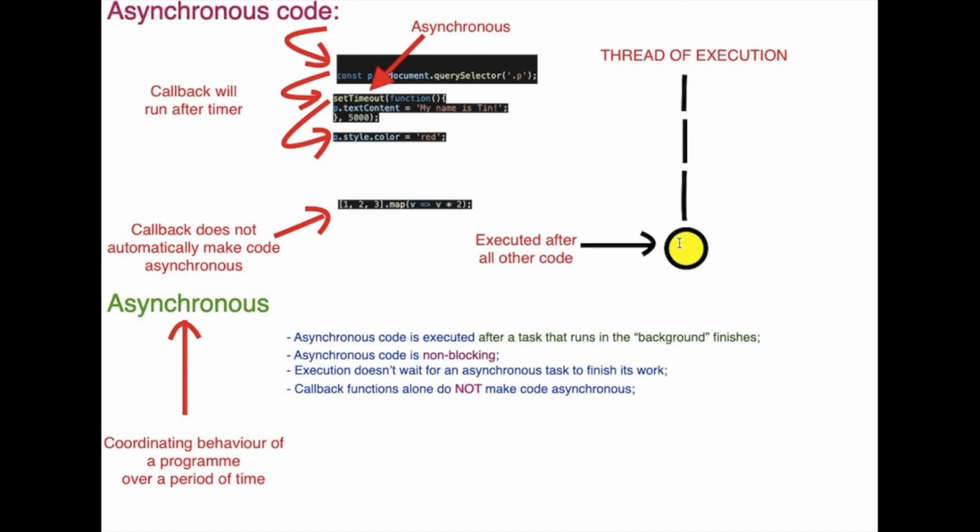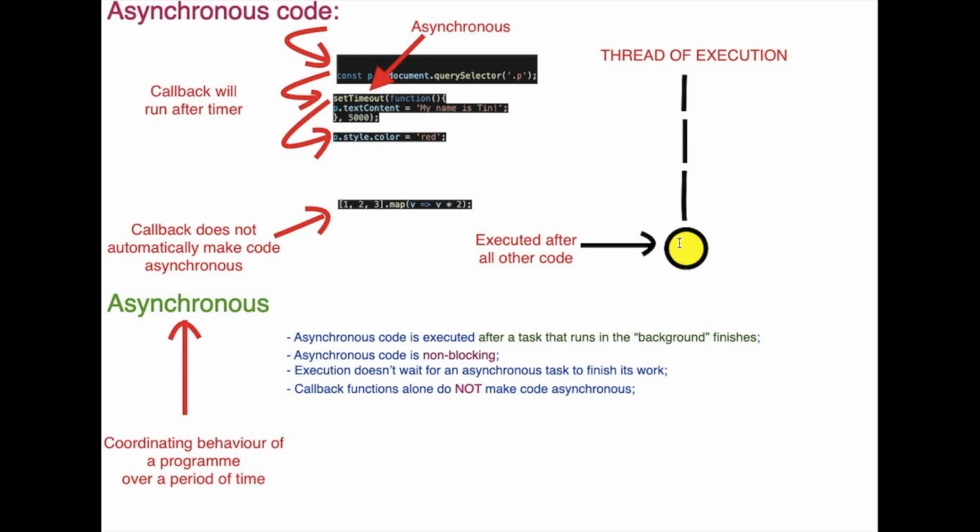So in summary, asynchronous programming is all about coordinating the behavior of our program over a certain period of time, and this is essential to understand. So asynchronous literally means not occurring at the same time, and so that's what asynchronous programming is all about. Now as we saw in this example, we need callback functions to implement this asynchronous behavior.